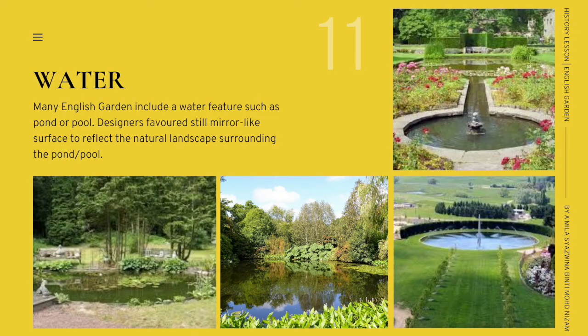Next, the last characteristic is water. As we can see, most English gardens include a water feature or water element in their design. Why? Because the designers favored the still, mirror-like surface to reflect the natural landscape surrounding the pond, lake, pool, or water element in the garden.